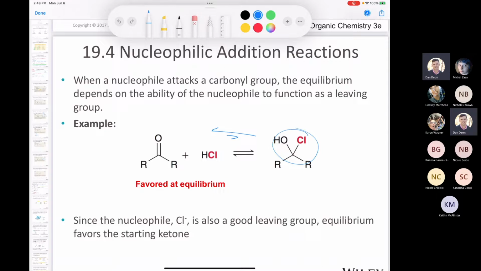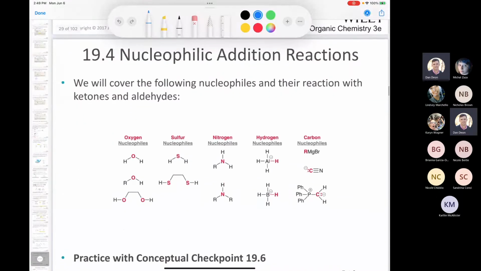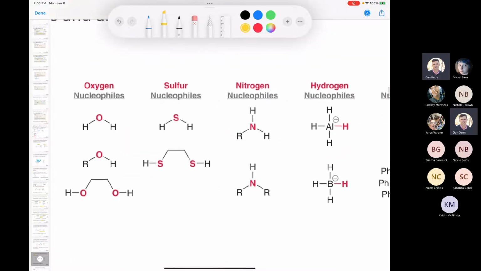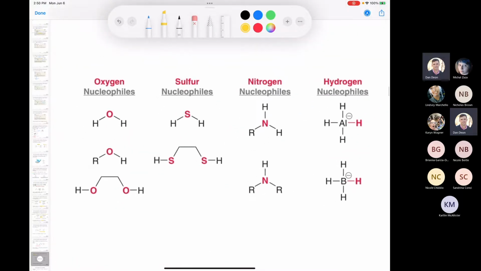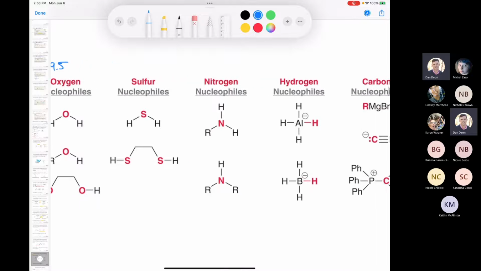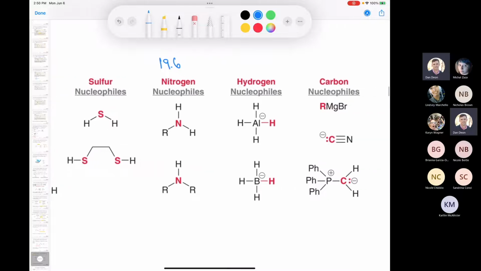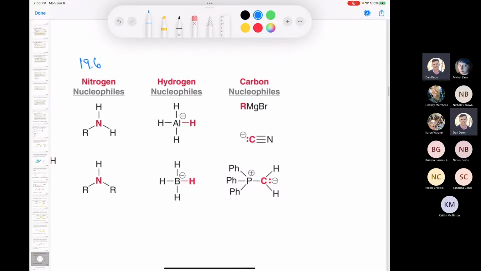Well, let's dig a little bit deeper on that and talk about the types of nucleophiles that we are going to encounter in this chapter. So this is what we're going to cover in chapter 19. We're going to see all these different nucleophiles. Today, we're going to talk about oxygen nucleophiles. That's what we're going to talk about in section 19.5. Then we move on to sulfur nucleophiles. 19.6 deals with nitrogen nucleophiles. Then we'll talk about hydrogen nucleophiles, and then carbon nucleophiles.